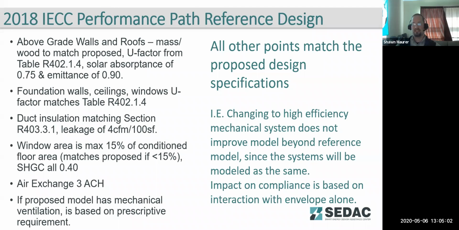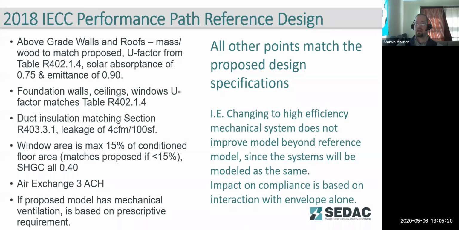As far as entries in the program, COMcheck separates those out as separate inputs. So you would input an R value for your cavity insulation and a separate R value for your continuous insulation, and COMcheck does the math for you.